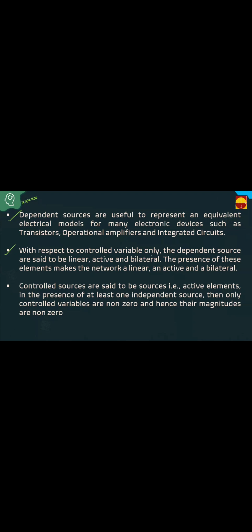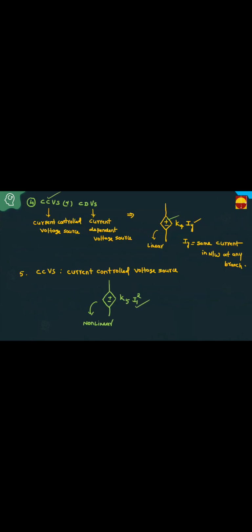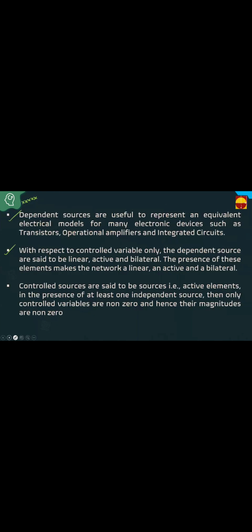With respect to the controlled variable only, the dependent sources are said to be linear, active, and bilateral. The presence of these elements makes the network linear, active, and bilateral. But based on the control parameter, it may be linear or non-linear. Controlled sources are said to be active elements in the presence of at least one independent source. Then only the control variables are non-zero, and hence their magnitudes are not zero. Very important.